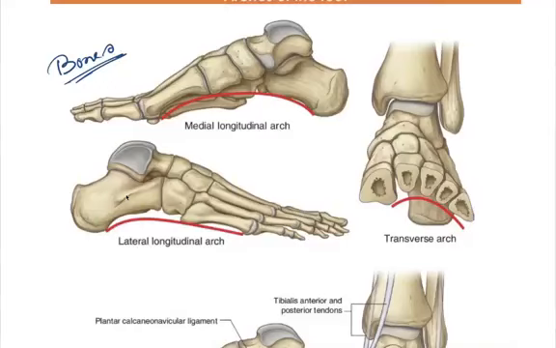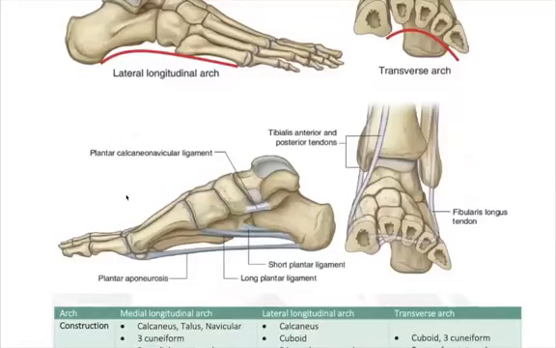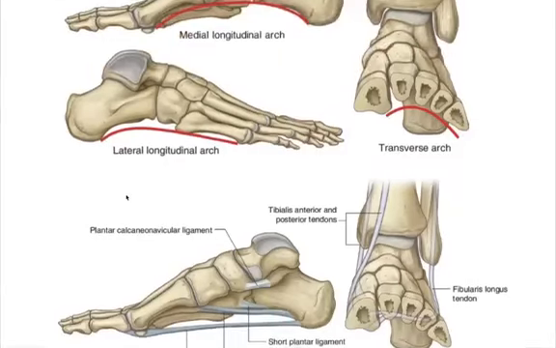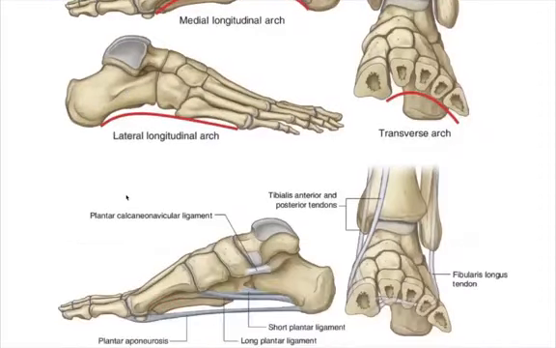The deltoid ligament. The long plantar ligament. Yes, the long plantar ligament and the spring ligament, and also you can have the deltoid and the plantar aponeurosis. See here, this is the spring ligament. Also, you can have the long plantar ligament and also the short plantar ligament, just by the picture. I think the short plantar is a part of the lateral longitudinal arch.